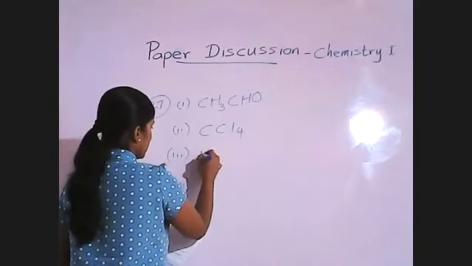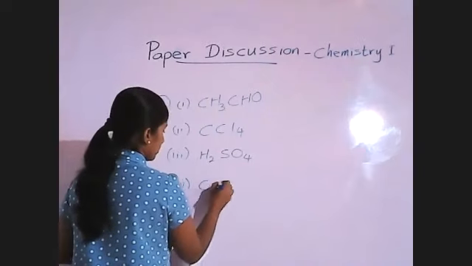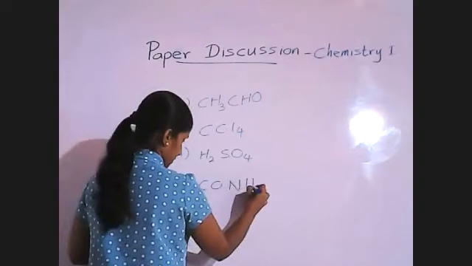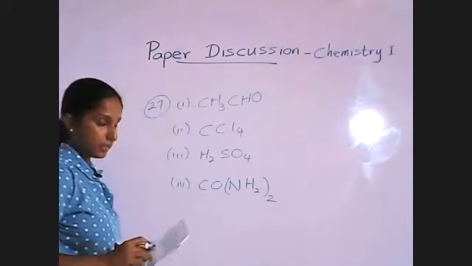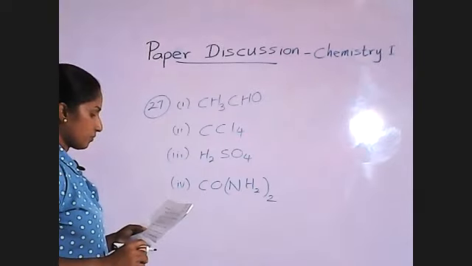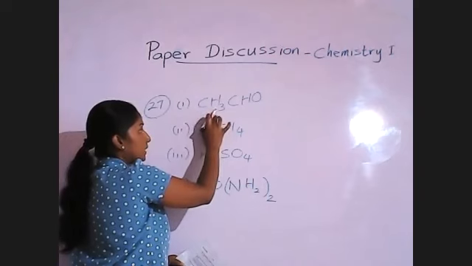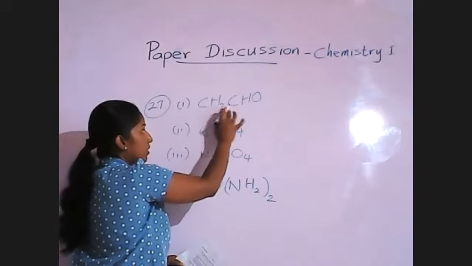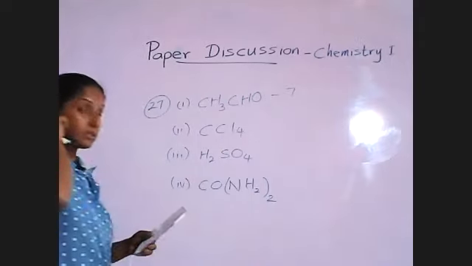CCl4, H2SO4, CO(NH2)2. This is the formula for urea, right? How many atoms are there? 1 carbon here, 3 hydrogen. 3 plus 1, 4, 5, 6, 7. All together, 7 atoms are there.